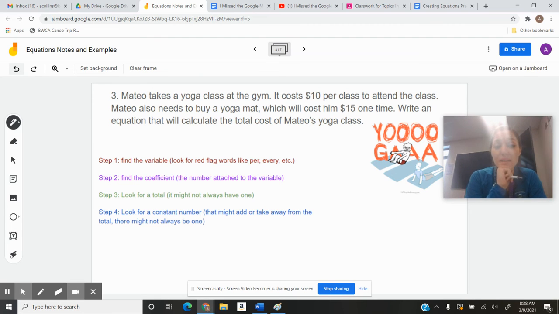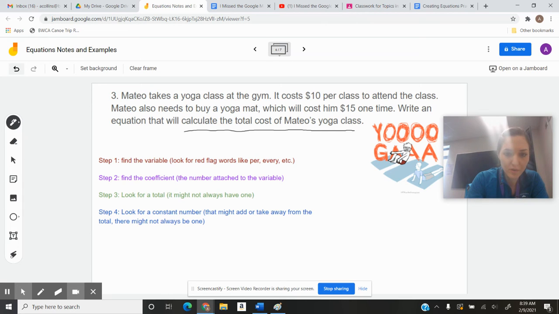Mateo takes a yoga class at the gym, and it costs $10 per class to attend a class. Mateo also needs to buy a yoga mat, which will cost him $15 one time. So he needs to buy that yoga mat just one time. He can use it as many times as he would like, whether he goes to 1 class, 10 classes, or 1,000 classes. Write an equation that will calculate the total cost of Mateo's yoga class.